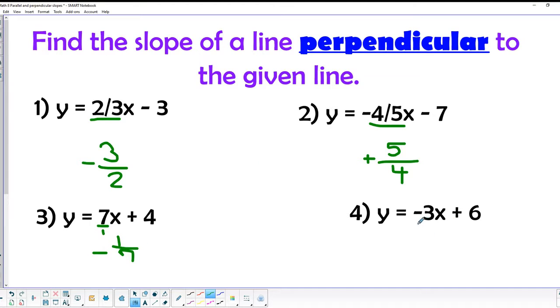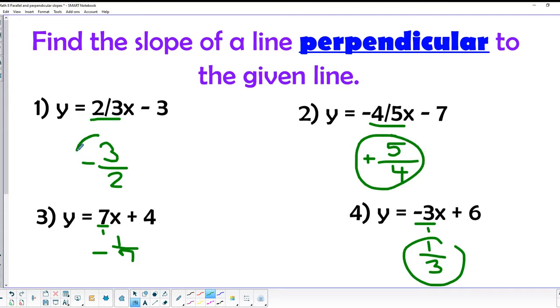And our last one has a slope of negative 3 over 1. So to make that a perpendicular slope, we flip it upside down, we'd have 1 over 3, and instead of negative, it would be positive. So there's our four perpendicular slopes to the original slopes we were given in each of those problems.